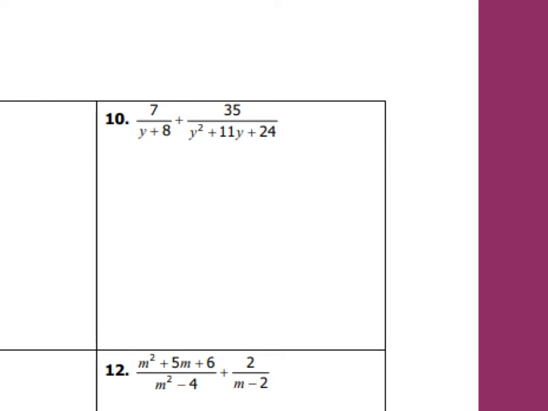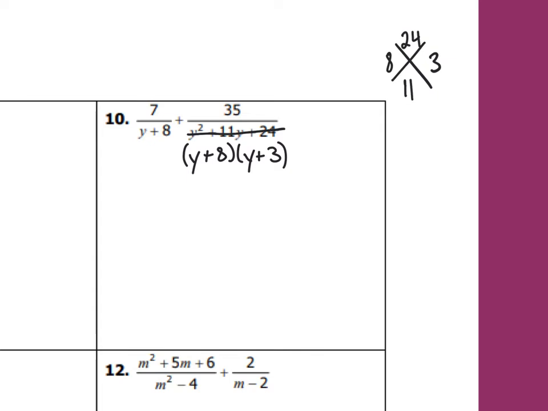So if I look, my first denominator is y plus 8. Is that fully factored? Yes. What about the second denominator? What should we try? X method. Okay, so that's what we're going to do here. I'm going to go draw my X. What goes on top? What goes on bottom? Two things that will multiply to 24 and add to 11. 8 and 3. So my two factors would become y plus 8 and y plus 3. Perfect.